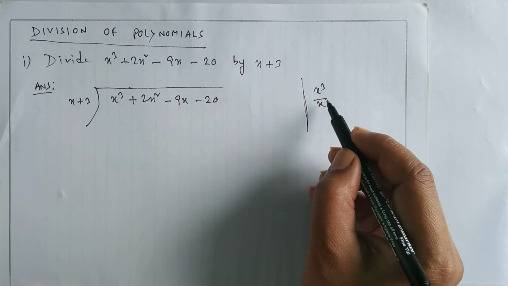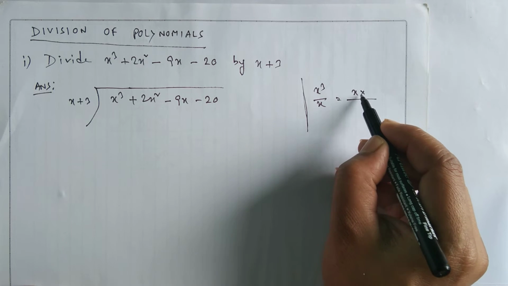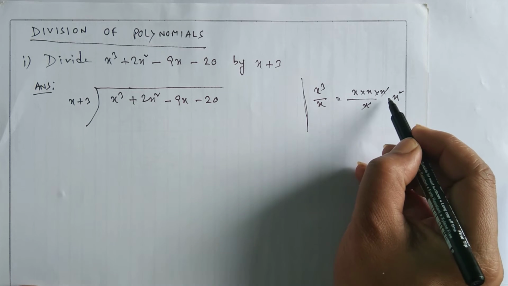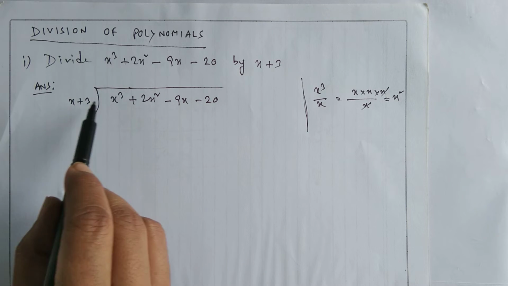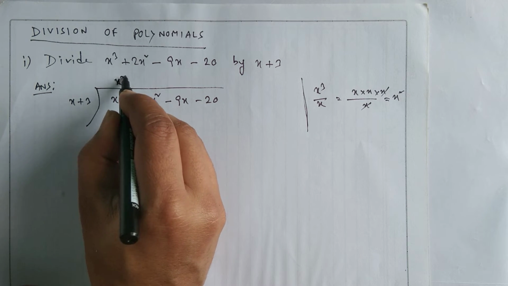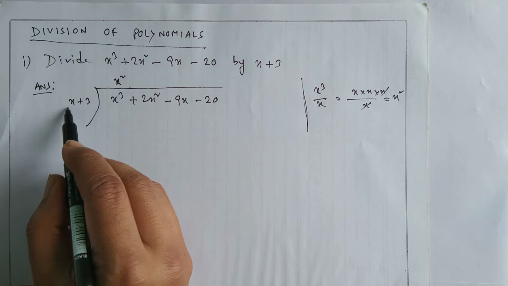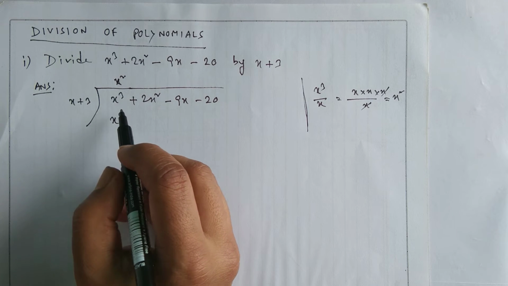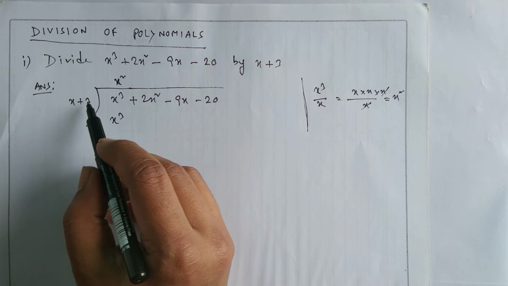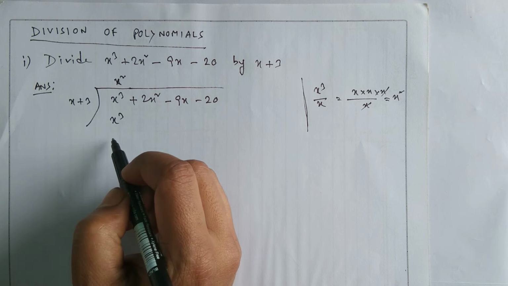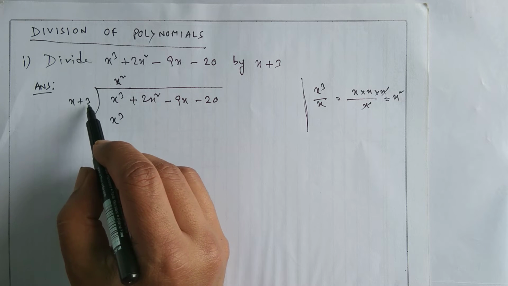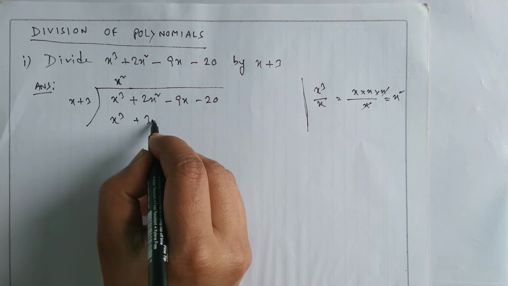Now start dividing. So x cube is x into x into x, divided by x. This x gets cancelled, x into x, x square. That means when you divide x cube by x, it goes x square times. Now x into x square is x cube. This x square should not only be multiplied with x, it should also be multiplied with 3. So x into x square, x cube. With 3, if you multiply, the sign is plus, here also plus, so 3 into x square is plus 3x square.